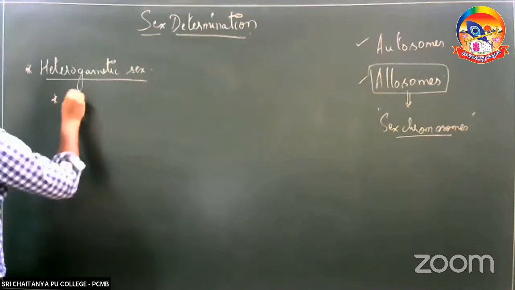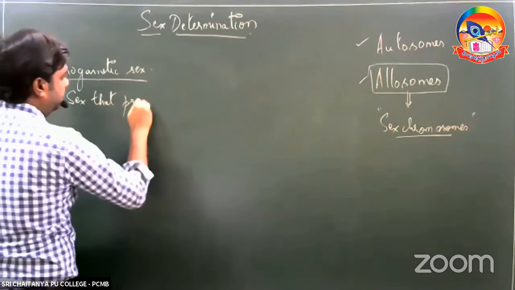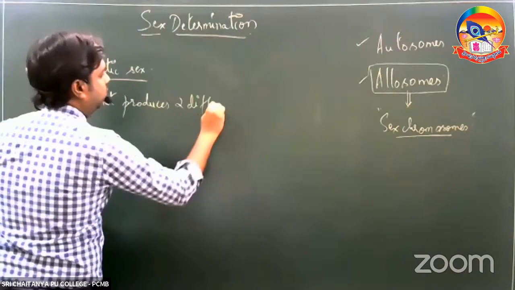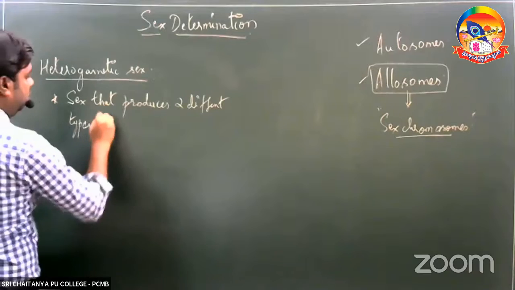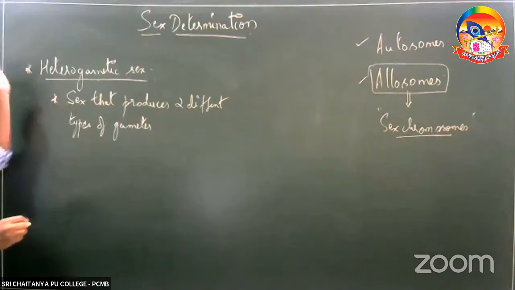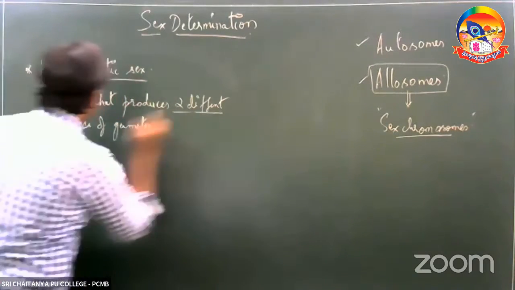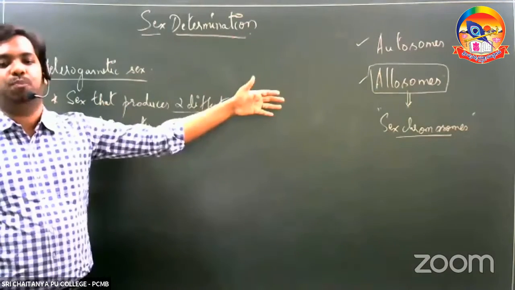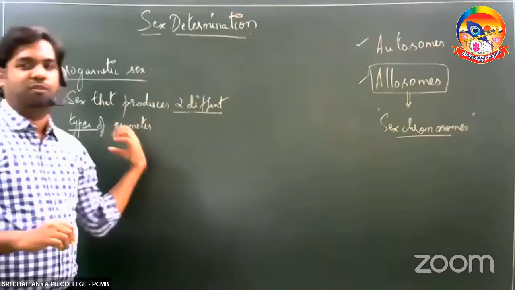The sex that produces two different types of gametes, we call heterogametic. Now, when we say two different types of gametes, what does this mean? There are two different types of allosomes. Since there are two different types of allosomes, two different types of gametes will be produced.